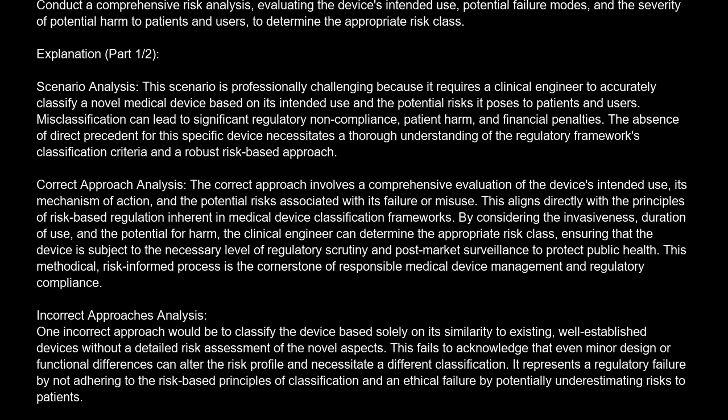Incorrect approaches analysis. One incorrect approach would be to classify the device based solely on its similarity to existing, well-established devices without a detailed risk assessment of the novel aspects. This fails to acknowledge that even minor design or functional differences can alter the risk profile and necessitate a different classification. It represents a regulatory failure by not adhering to the risk-based principles of classification, and an ethical failure by potentially underestimating risks to patients.